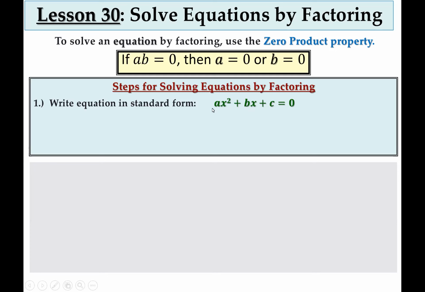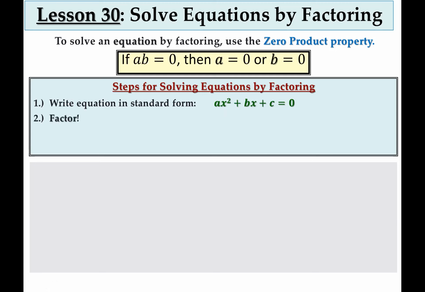So standard form looks like this. Ax squared plus bx plus c equals 0. There may or may not be 3 terms in your problem. There may not be a term that has an x or an x squared. Sometimes there'll be an x to the third. So there's a lot of variety, but in general, have your terms in order from highest exponent to lowest and get them all on one side and then 0 on the other side. Okay, so that's step 1.